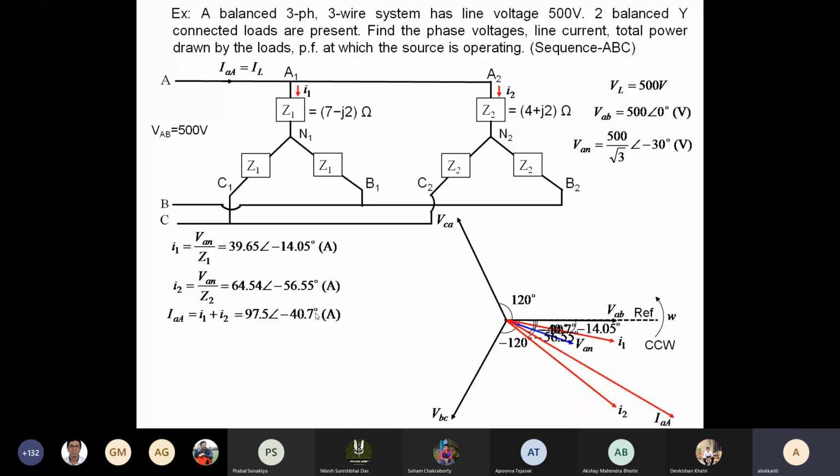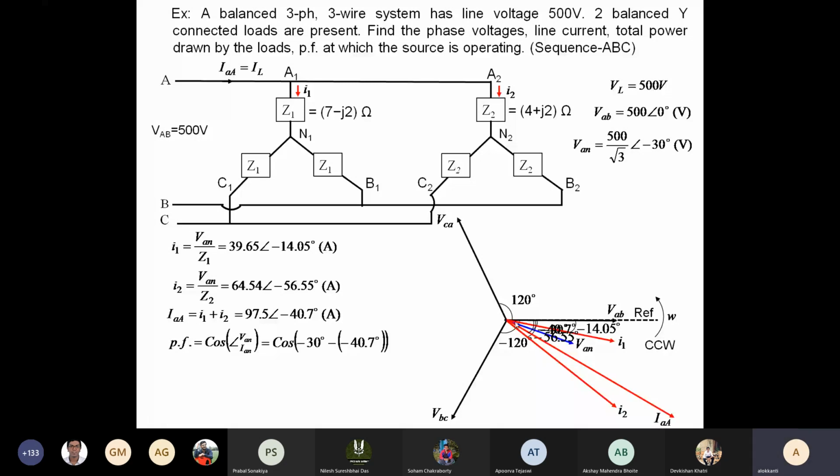The power factor of a circuit is the angle between the voltage and the corresponding current. So in this case, it will be the angle between the A phase voltage and the A phase current. So cos of the angle between VAN and IAN, and this will result in, VAN is basically at minus 30 degree.